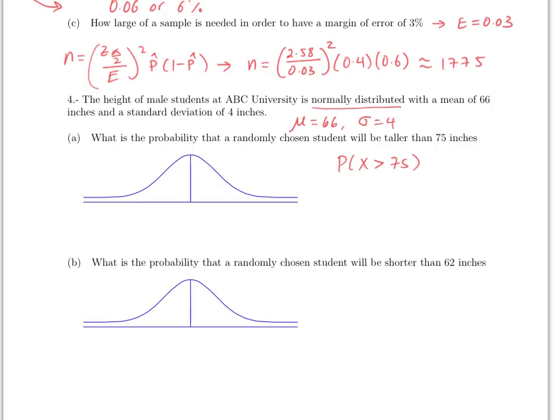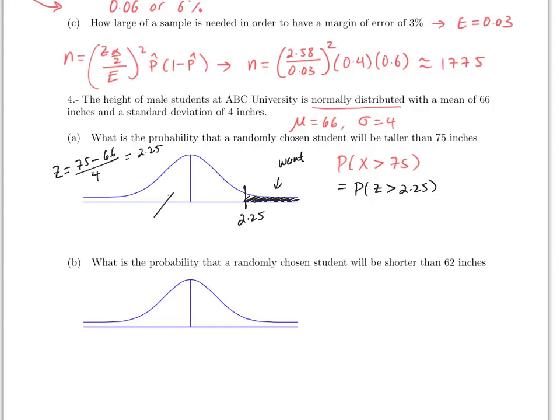So the first thing we have to do is change everything to standard normal. And to do that, Z will be 75 minus 66 over 4, which happens to be 2.25. So therefore, this is equivalent to finding the probability that Z is greater than 2.25. You need to shade the area that you want. So this is what we want. And then you can use either the table or the calculator.